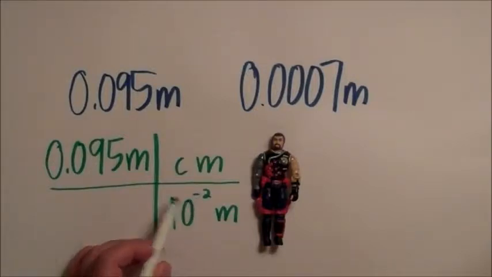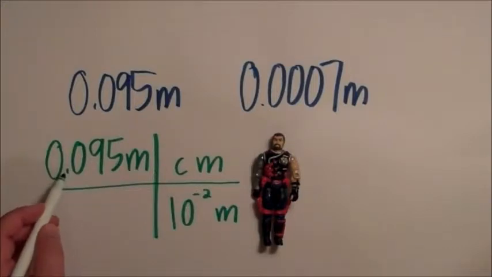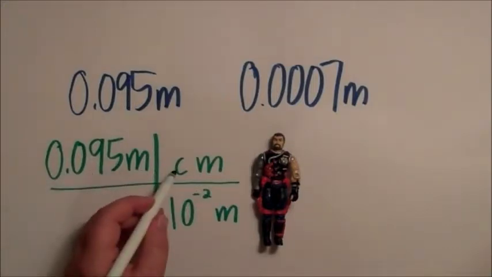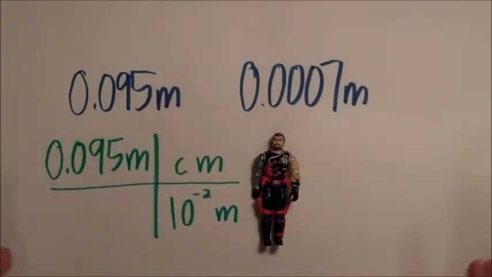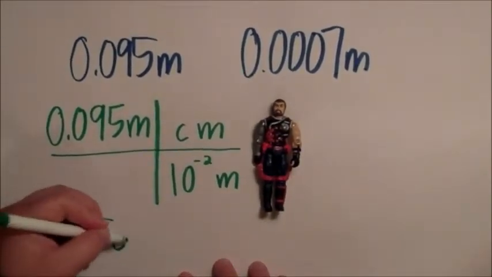You may have learned that this is just like moving the decimal place every time you divide or multiply by a power of 10. So all I'm doing here is trying to show you how to do this in one step. So plug it through your calculator, and what you get is 9.5 centimeters.